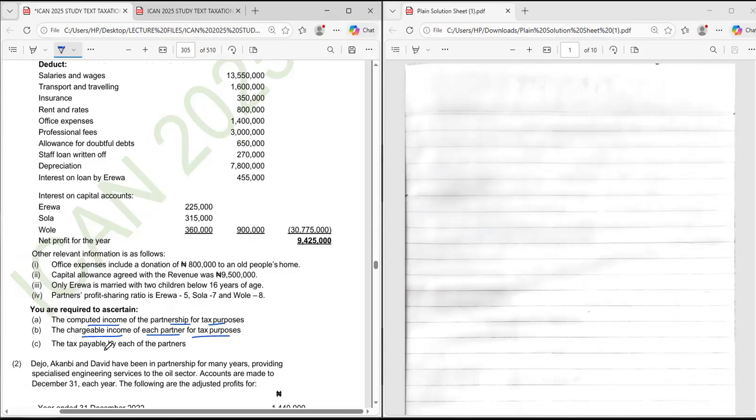Then the tax payable by each of the partners. They did not say tax payable by the partnership. It said tax payable by each of the partners. You are calculating the tax payable by each of the partners to the partnership.